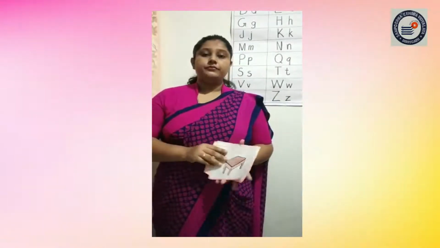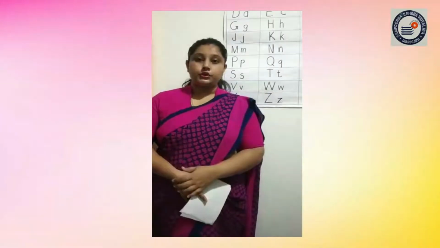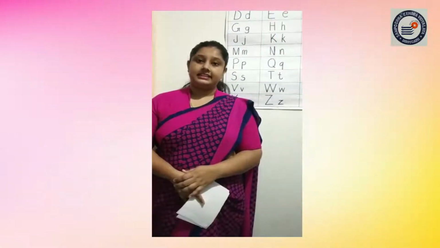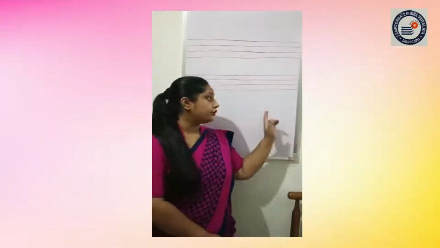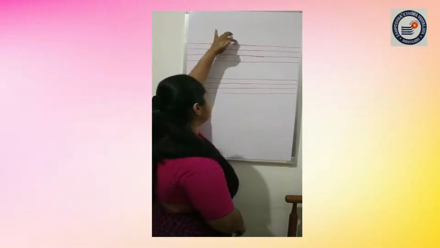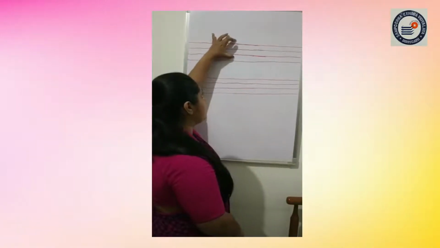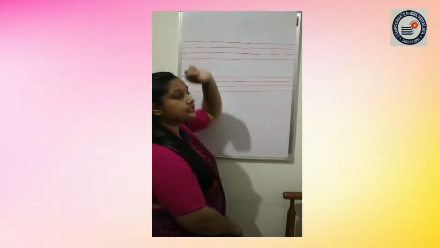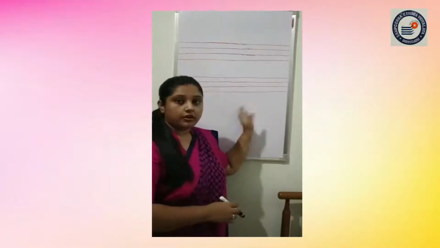So, children, now I will show you how to write the letter T. Today we will learn how to write the letter T. At first, I will show you the big letter T. We will use the first three lines, this first three lines, 1, 2, 3, to write the letter T. At first I'll show you here.